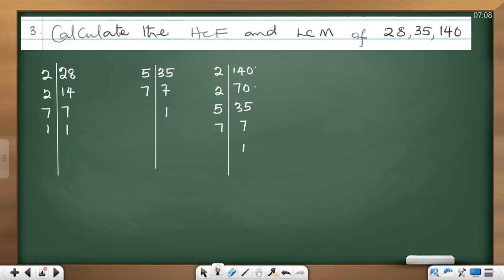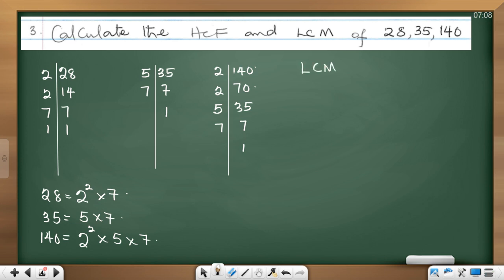All right, let's write down our numbers. 28 is 2 to the power 2 times 7. 35 is 5 times 7. 140 is 2 to the power 2 times 5 times 7.